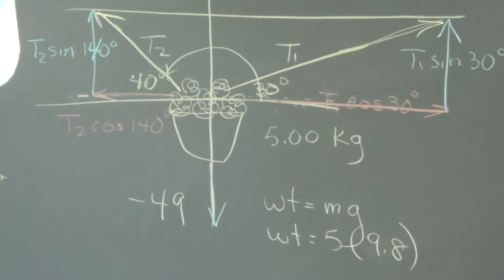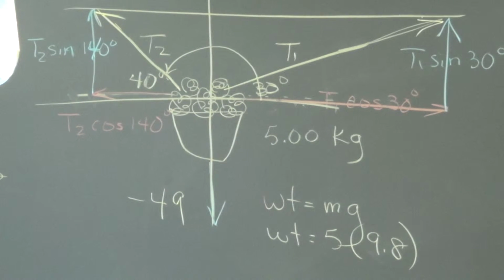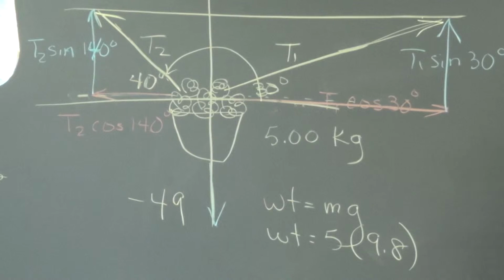Alright, Brian, could you get me some numbers? What's the cosine of 140? Make sure you're in degrees. Negative what? 0.76? Okay, I'll do 0.77 because it's rounding up. I'll just take 2. And so, Brian, what is cosine of 30?